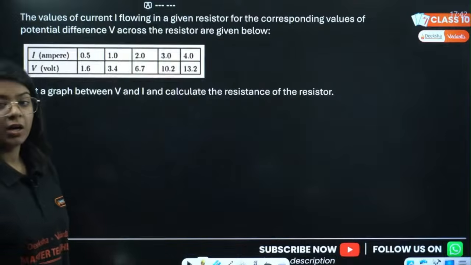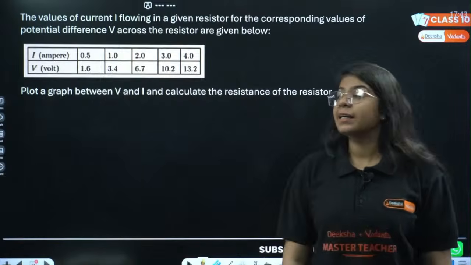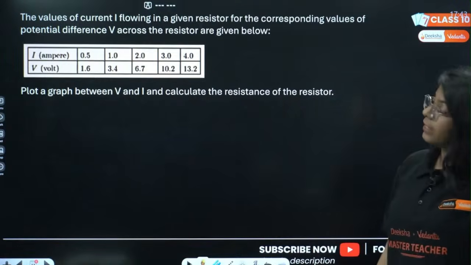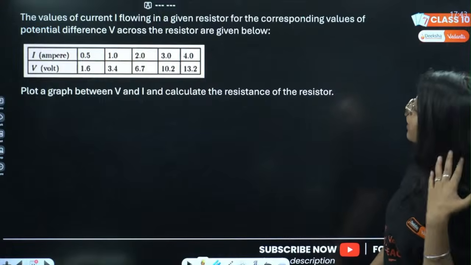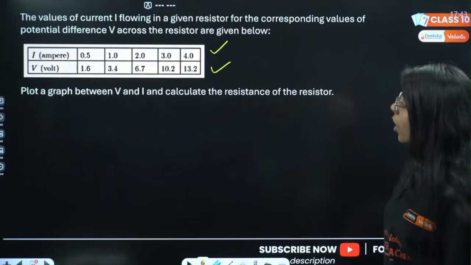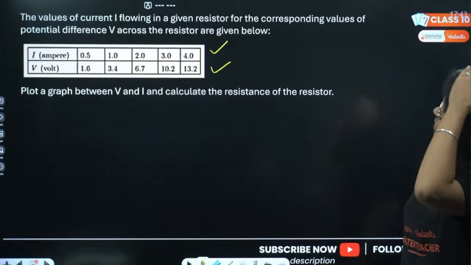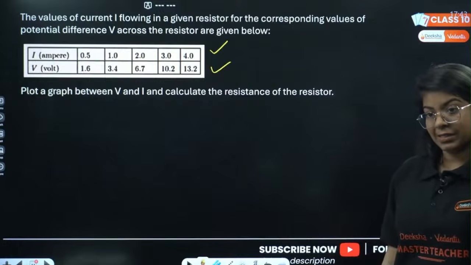Next question. The value of current flowing in a given resistor for the corresponding values of potential difference across the resistor are given below. So we are given the values of current and voltage. Plot a graph between V and I and calculate the resistance of the resistor.